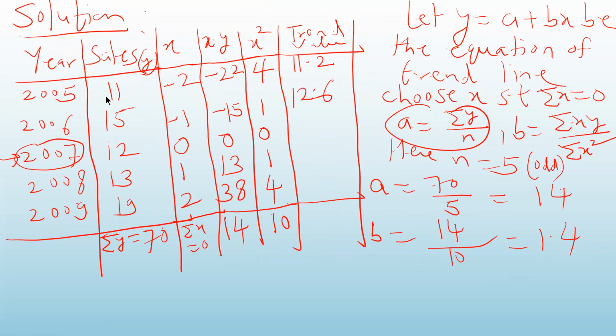See, in the actual time series the value for 2005 was 11, but by the least square method, what we got is 11.2. For 2006, it was 15 in the original time series. The estimated trend is 12.6. For the year 2007, what is the value of x? It is 0. So put x equal to 0.